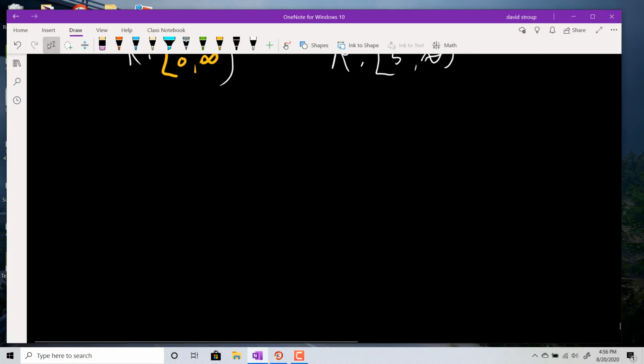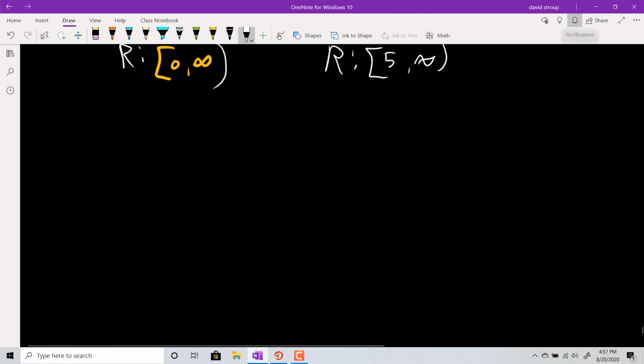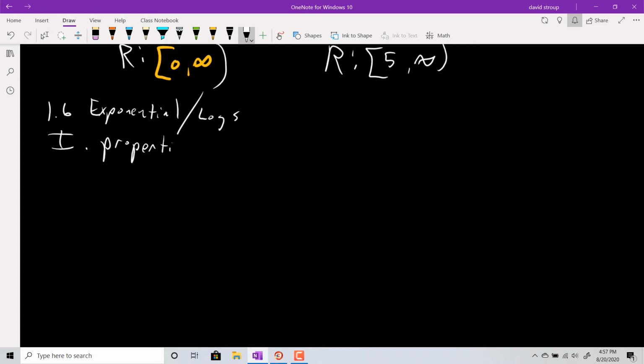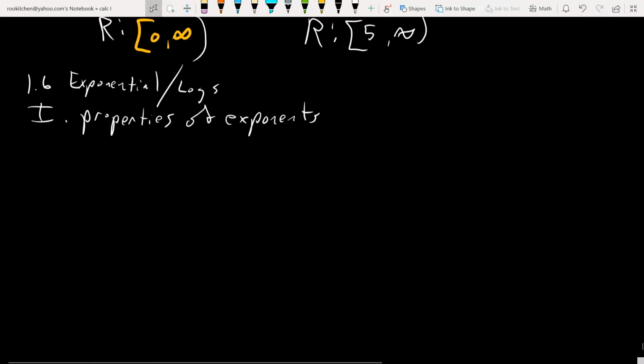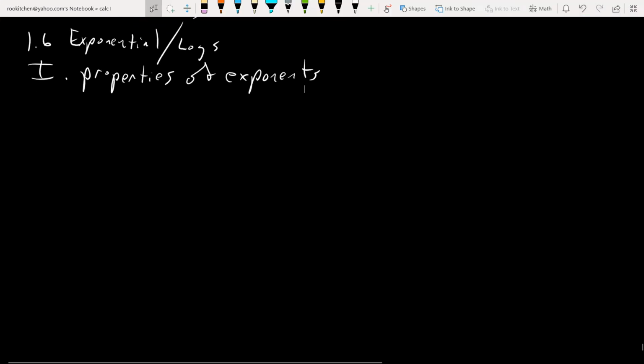Okay, last section in chapter 1, which is review, is on exponential functions and logarithms. So let's take a look at what we got. First are just the basic properties of exponents that you kind of have to review every time you take a math class, and I'll go ahead and show you some examples.